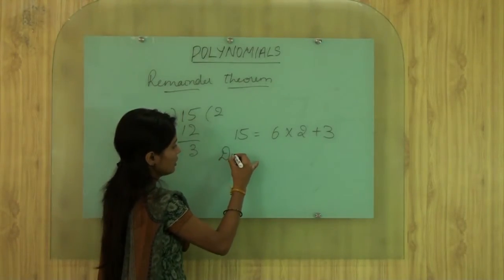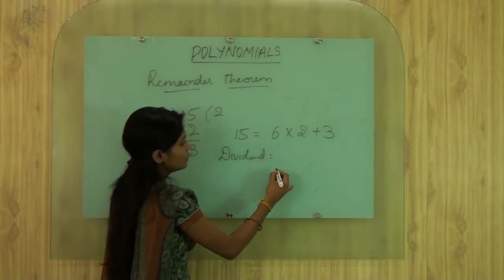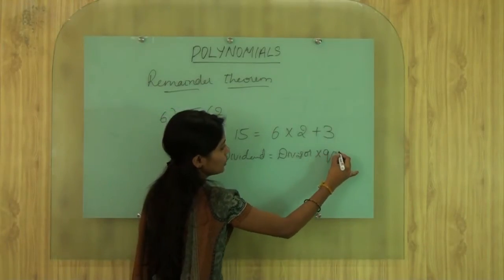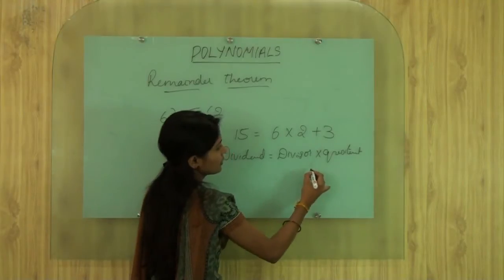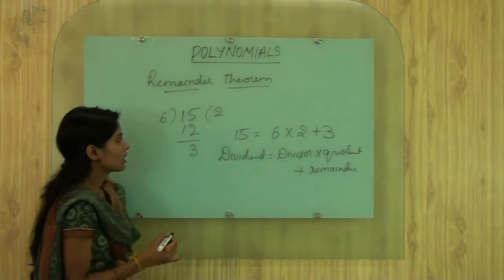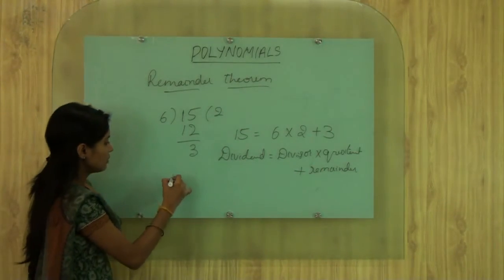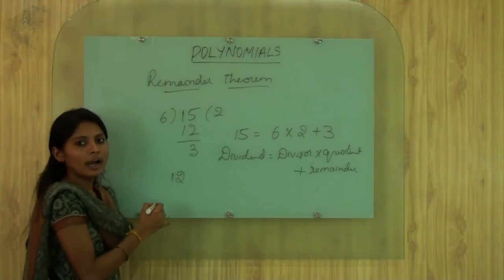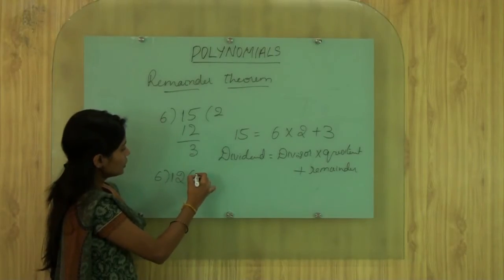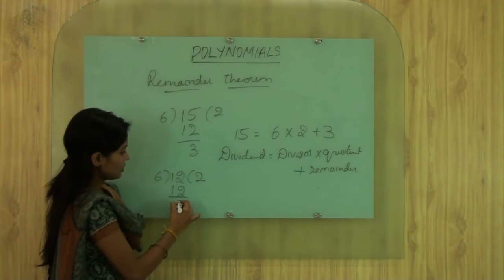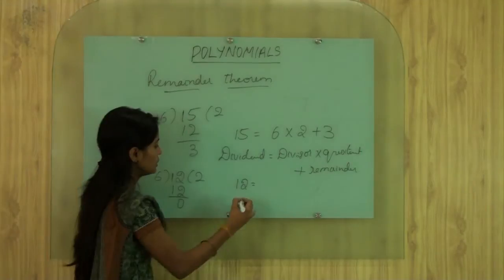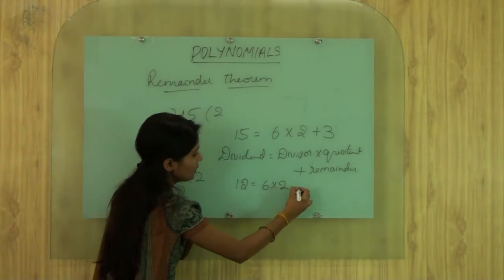That is, dividend is equal to divisor into quotient plus remainder. Consider the number 12 and divide it by 6. The value got is 2 times. So we can write this as 12 is equal to 6 into 2 plus 0.